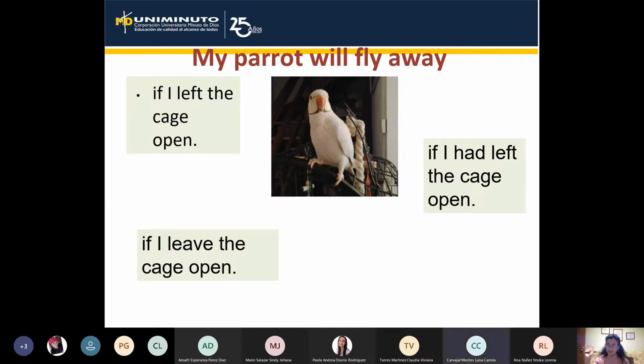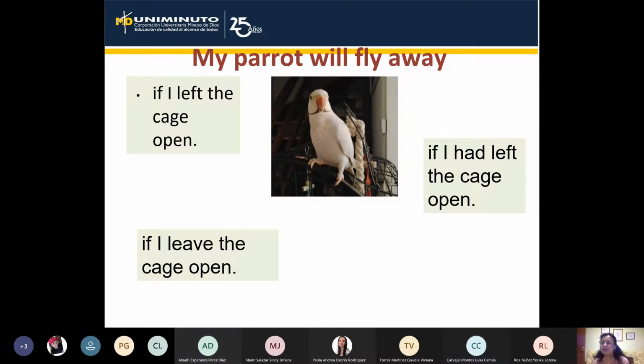Volará. Lejos. Will. If I had left the cage, ¿se dice cage? Cage opened. Cage open. Luisa Camila, ese had left, eso es pasado perfecto. Y resulta que aquí tenemos If futuro. I drive. Presente.